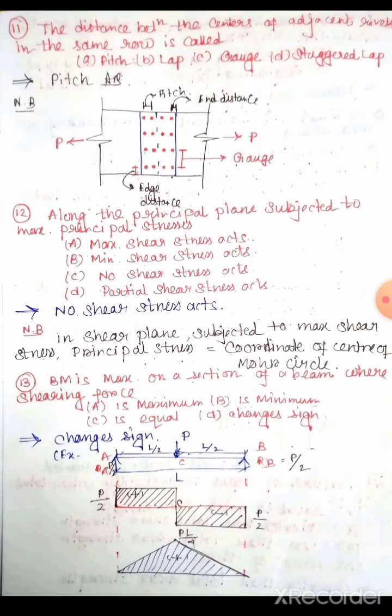Okay. The next question is bending moment is maximum on a section of a beam where shearing force is maximum, minimum, equals, changes its sign. The correct answer for this question is changes its sign. I have taken a numerical example. It's a simply supported beam, point load acting at its middle, and the span length is L. As you can see, shear force diagram and bending moment diagram, the maximum bending moment is PL by 4 and maximum shear force is P by 2. Maximum bending moment occurs in a section where shearing force changes its sign. You can see in the diagram.